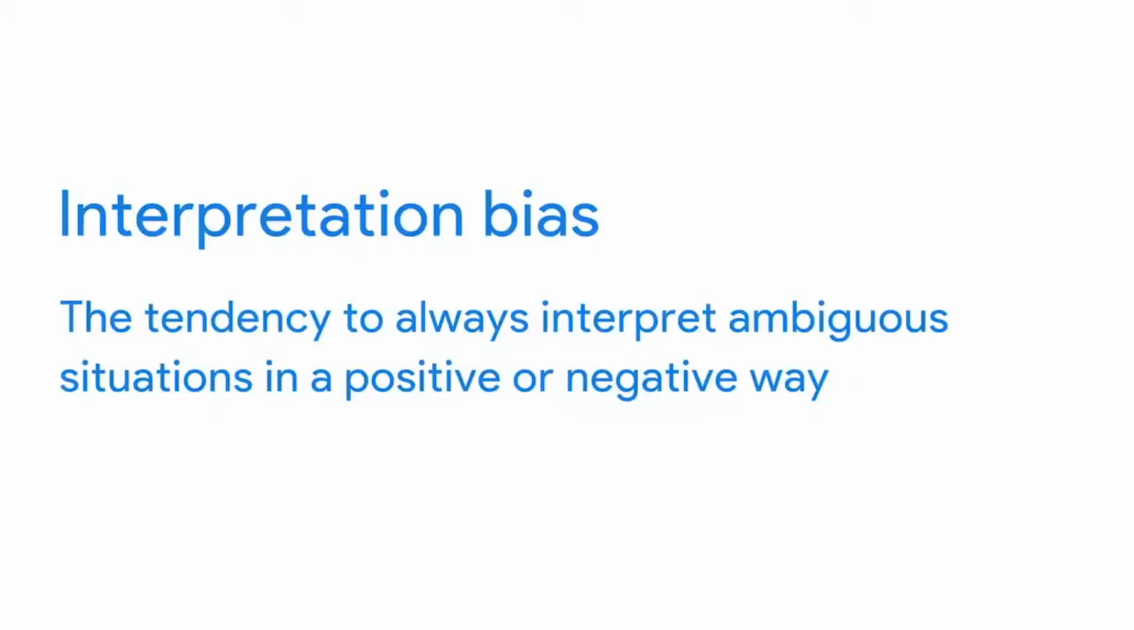Another common type of data bias is interpretation bias, the tendency to always interpret ambiguous situations in a positive or negative way. Here's an example.